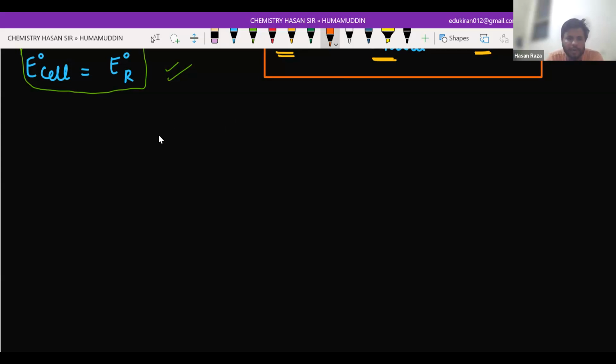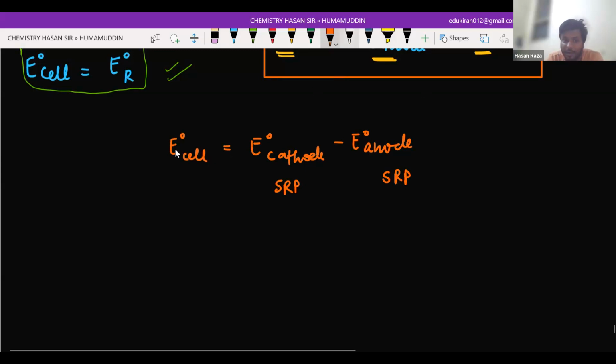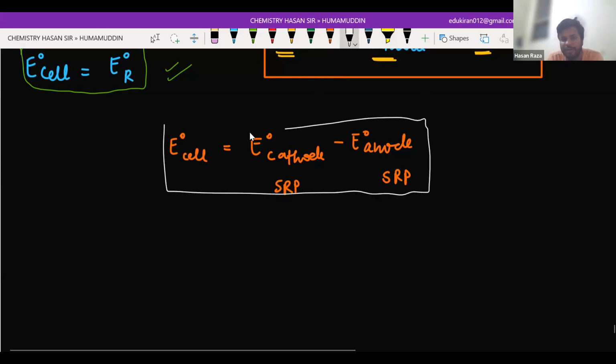Also, E naught I already told you. E naught cell will be equal to E naught cathode minus E naught anode. And this is for SRP, standard reduction potential. This is also SRP. At the anode oxidation takes place, but we need to calculate the reduction. If the oxidation potential is given, just change the sign and you will get it.